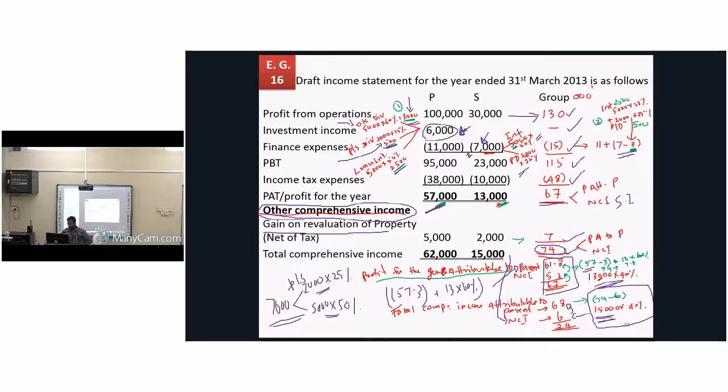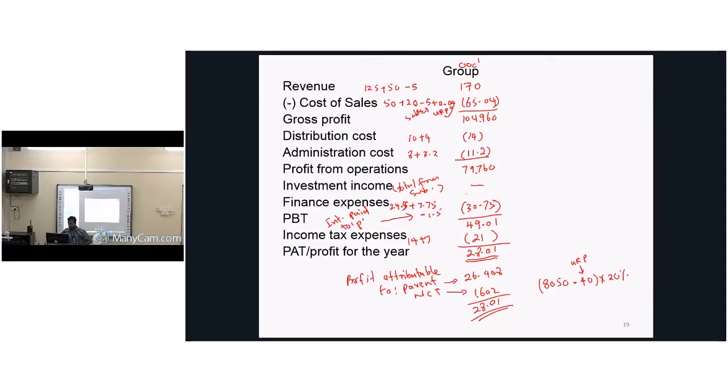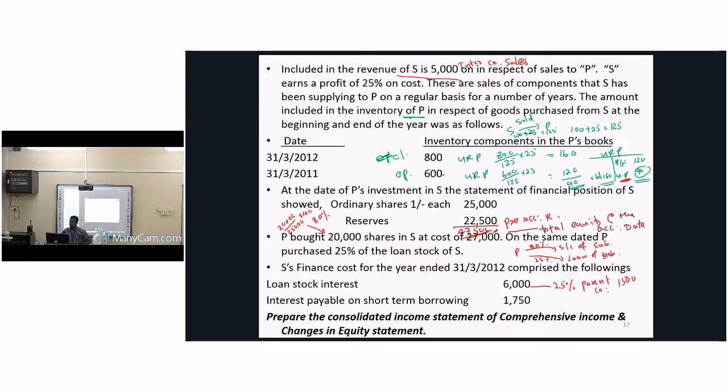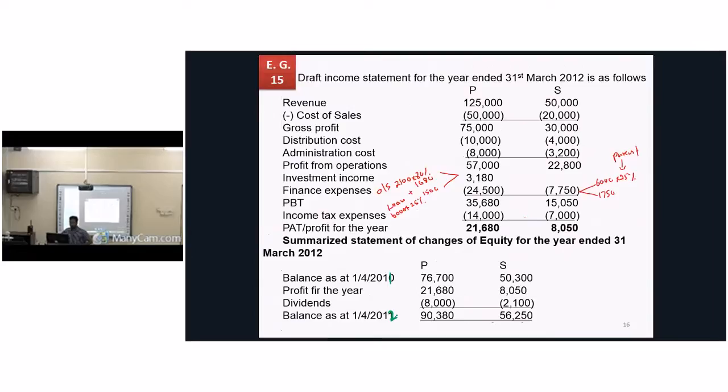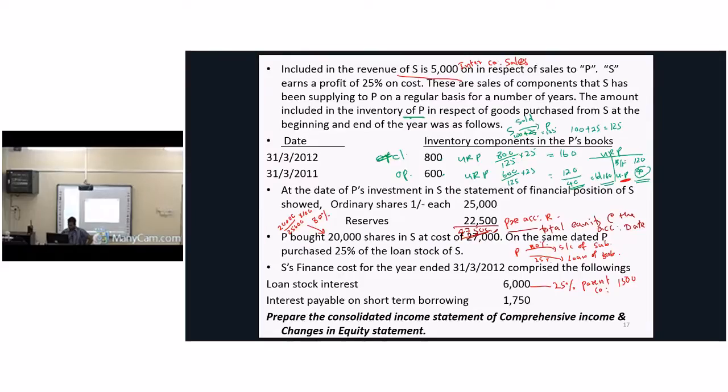And what else? Also we learned how to prepare the statement of owner's equity. I told you at the beginning of the period, we have to find out the total equity balance. Can you prepare this if you can remember? In this question, we are not there.